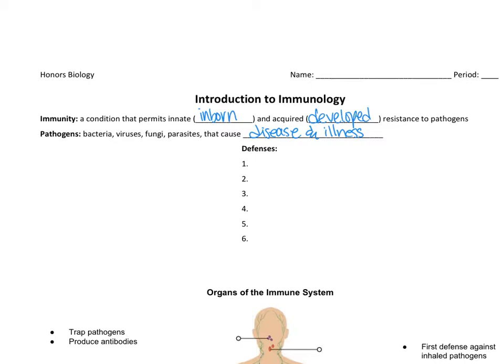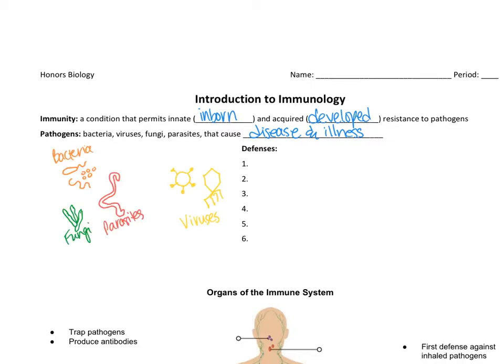Pathogens are bacteria, viruses, fungi, and parasites that cause disease and illness. Some of these are living things, and one of these is a non-living thing. Can you guess which is which? The examples of living types of pathogens include bacteria, fungi, and parasites. The non-living example of a pathogen is a virus. Viruses are considered to be non-living things even though they do contain DNA and RNA.